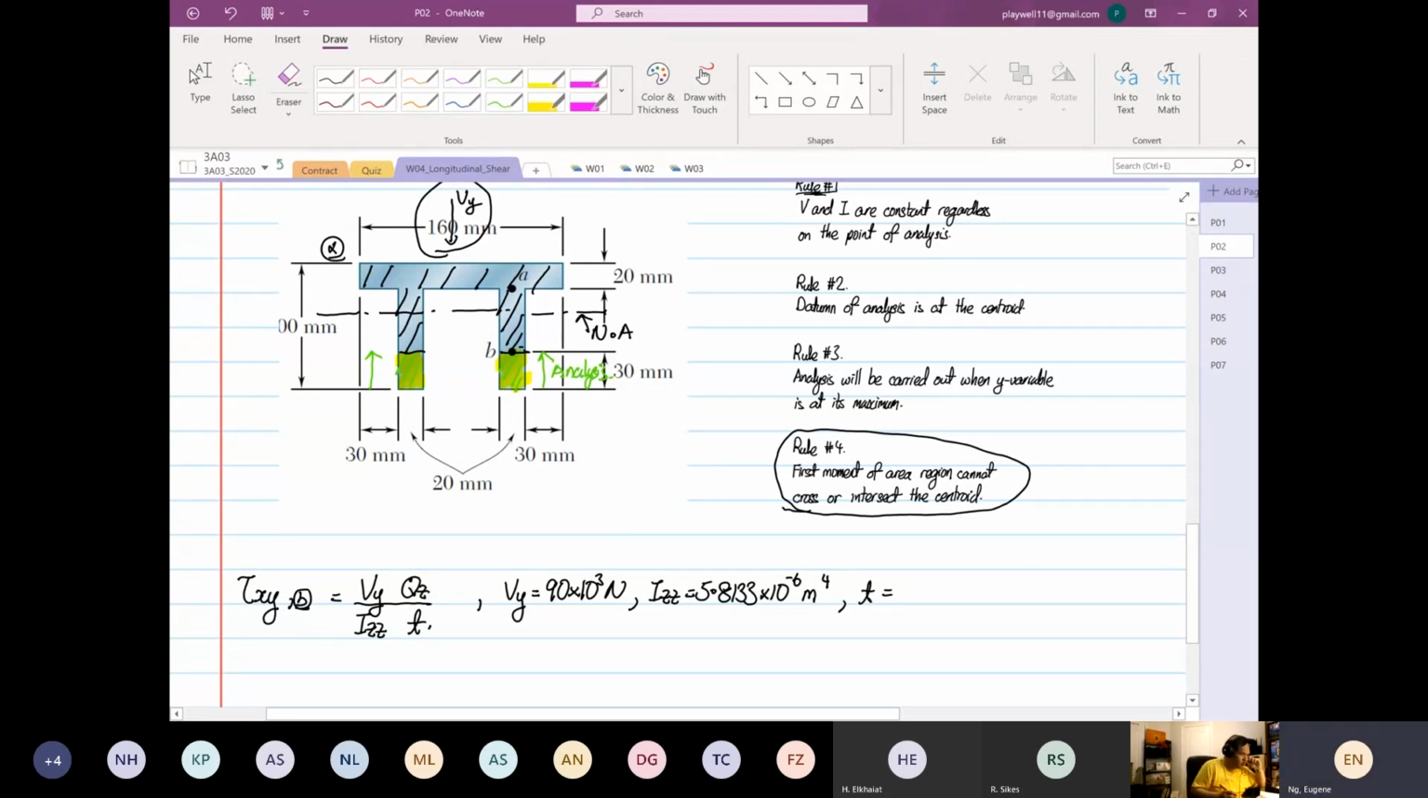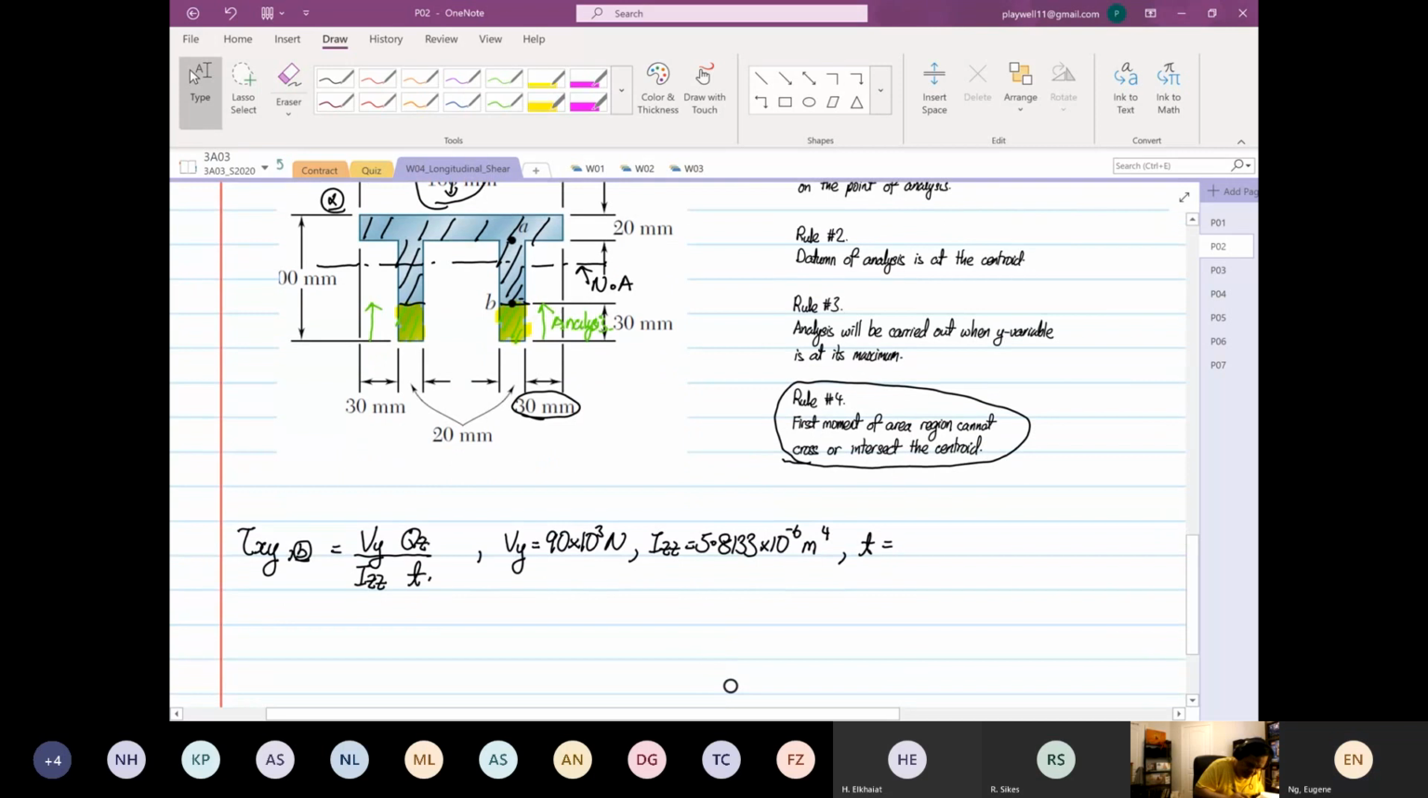What's the thickness that we should be using, please? 30. No, 30 is not this 30, right? 30 is from the edge to the web. So the thickness of the web is what? Anyone else, please? Or same person, I don't mind.